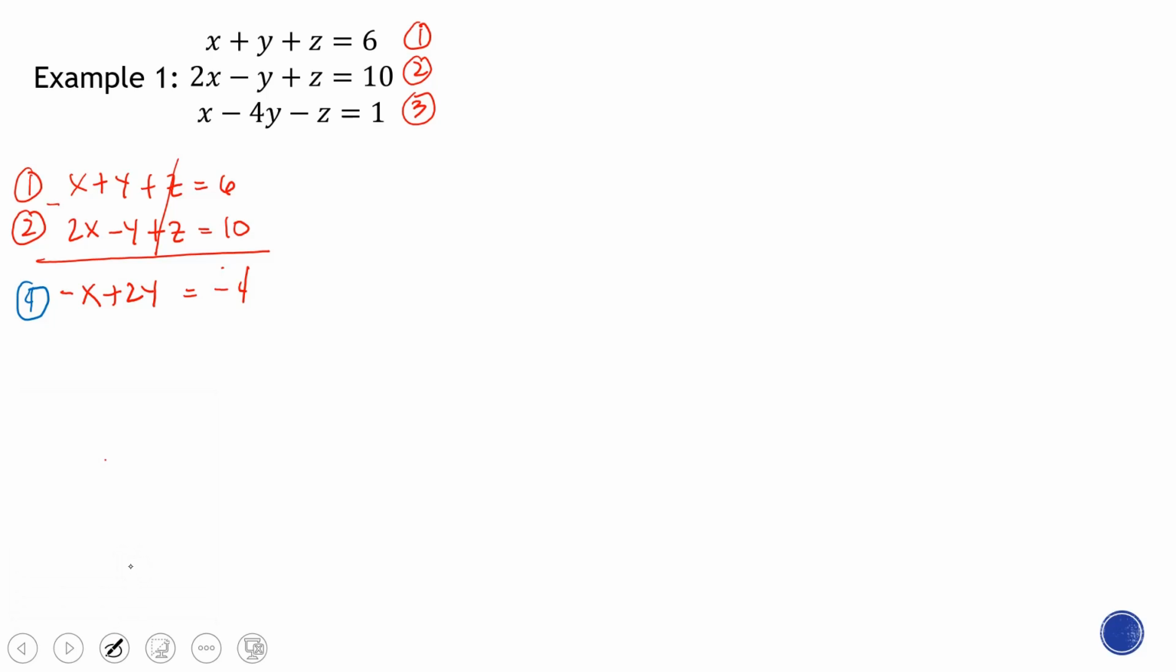Okay, so I utilized the first two equations. The next step is you gotta decide what the next two equations are that you are going to use. You can choose the second and third, or 1 and 3. It's up to you. But here I think my favorite numbers are 1 and 3. So I think it's easier to solve these two. So x plus y plus z equals 6. I got x minus 4y minus z equals 1.